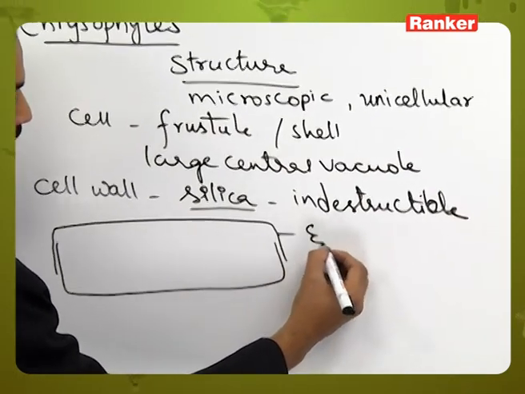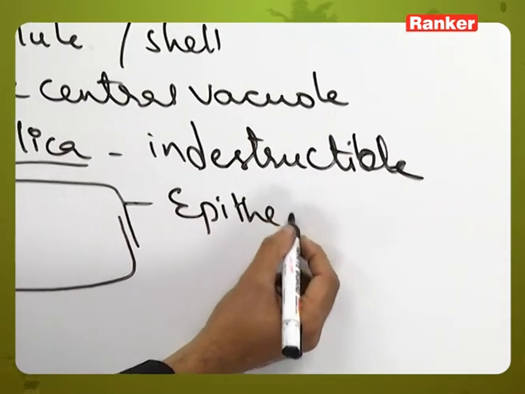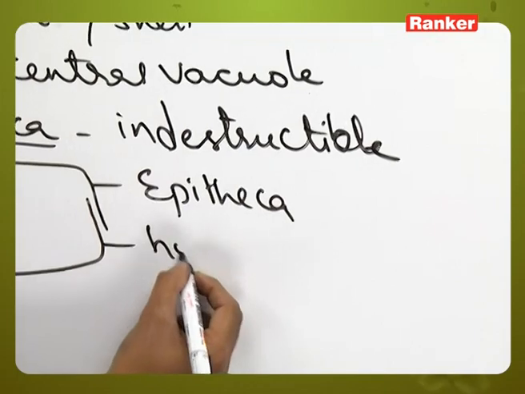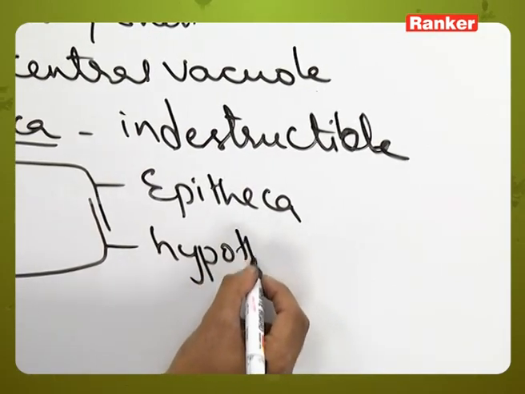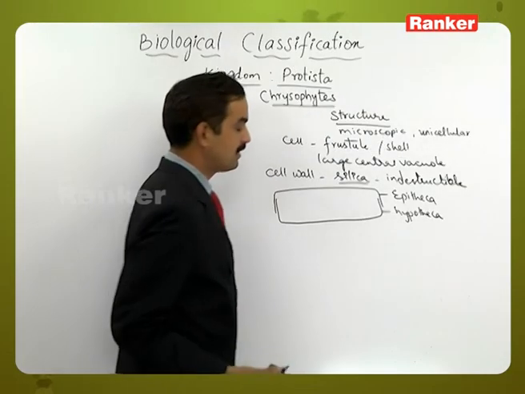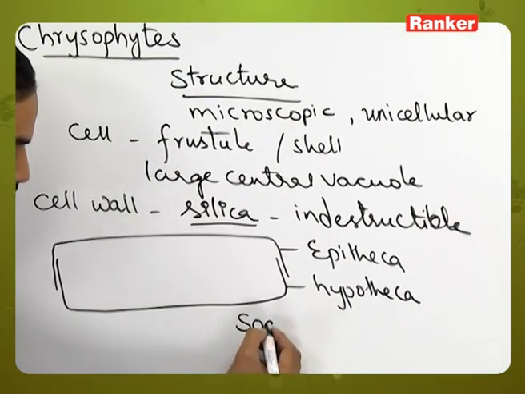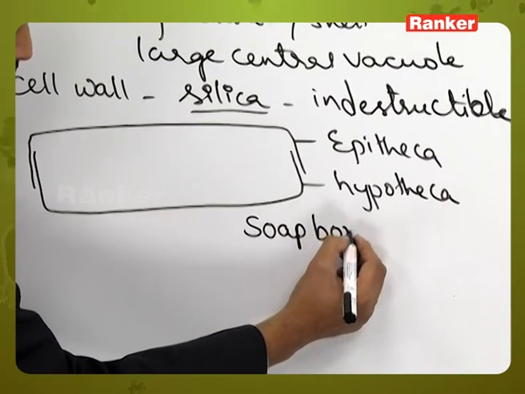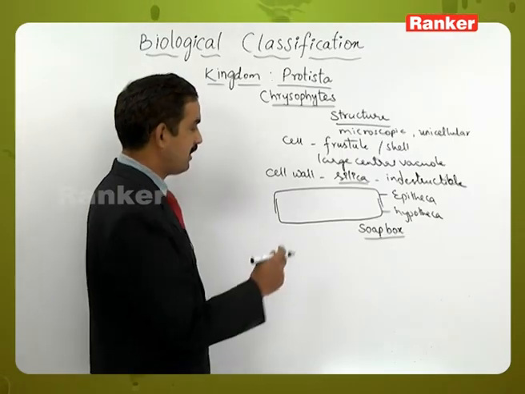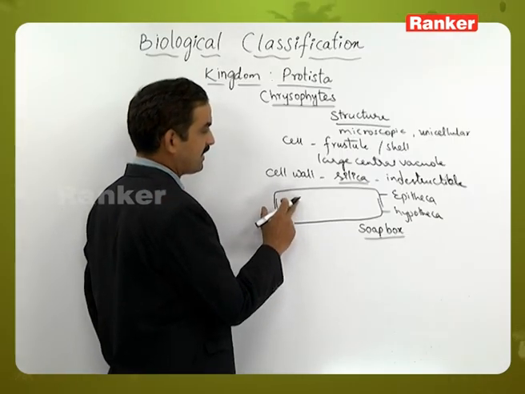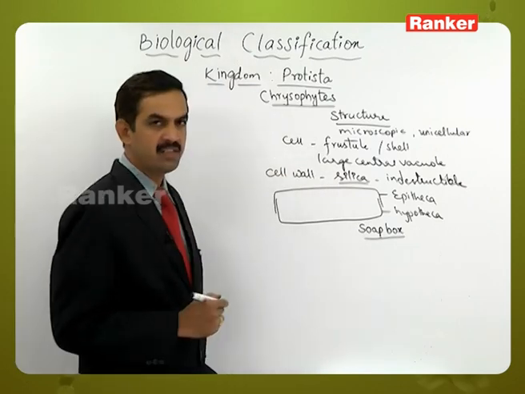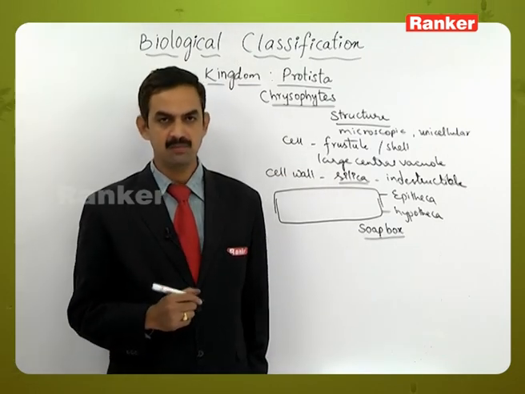The upper shell is called as epitheca and the lower shell is called as hypotheca. The two shells appear to be like a soap box like organization, and the cell wall is encrusted with the silica with some type of design sculpturing on them.